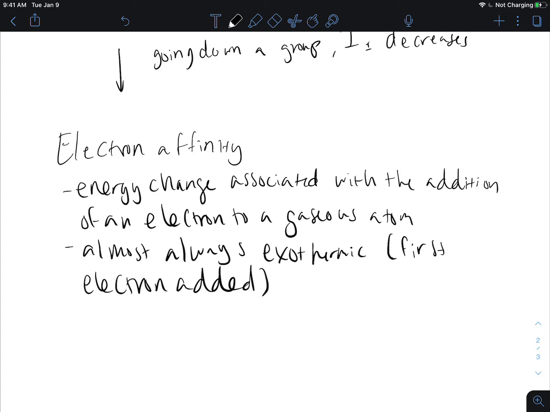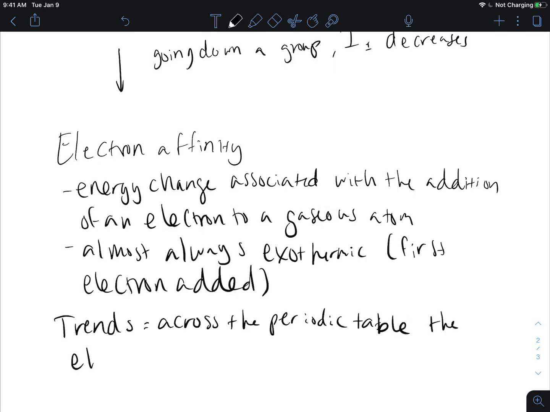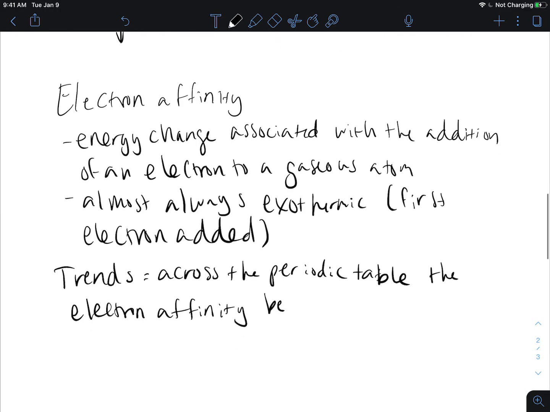Okay, so there are not significant trends with electron affinity. Generally, as you go across the periodic table, you're going to become more negative. So the trend is that across the periodic table, the electron affinity becomes increasingly negative. But not always. There are some anomalous things.